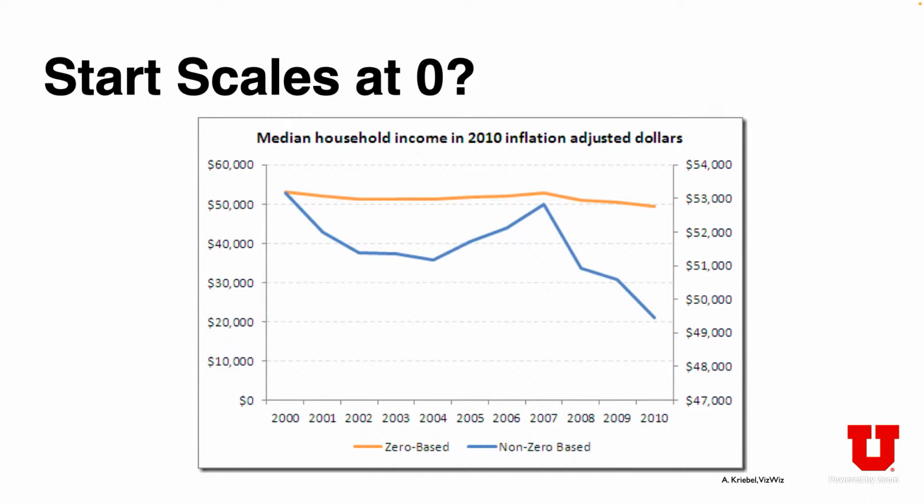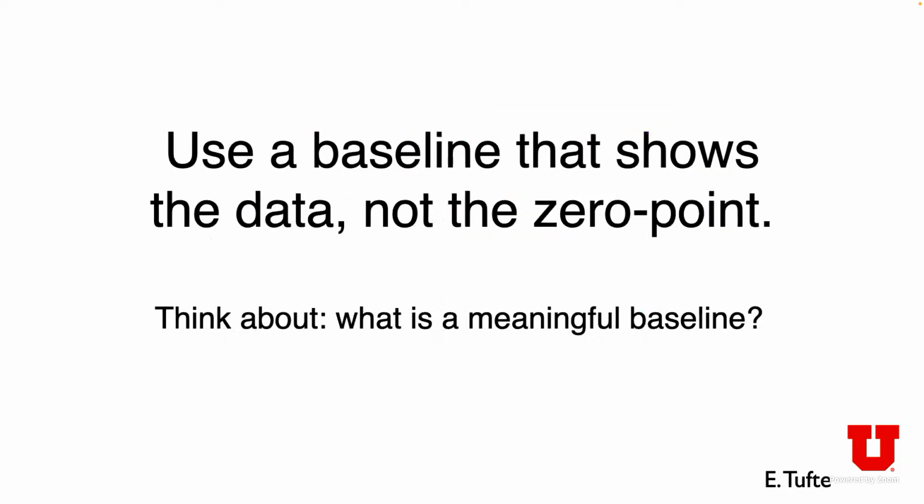The blue line shows much more immediate detail of the trajectory of, say, median household income on this chart, whereas the line on the axis that starts at 0 generally just looks flat. Our old friend Edward Tufte says that you should use a baseline that shows the data, not the 0 point. So it should always be meaningful with regards to your data.